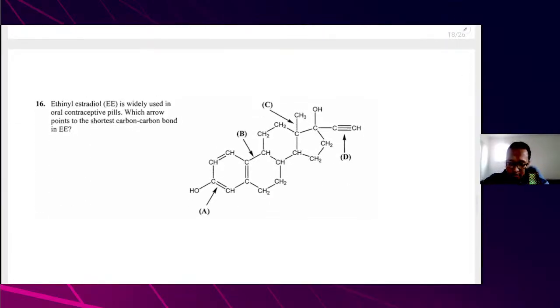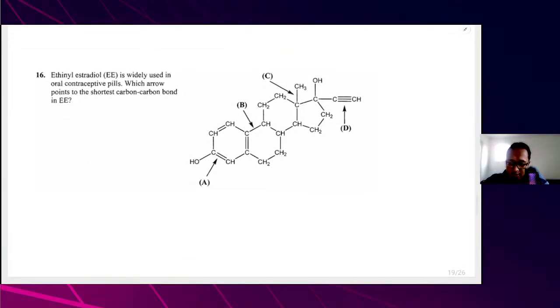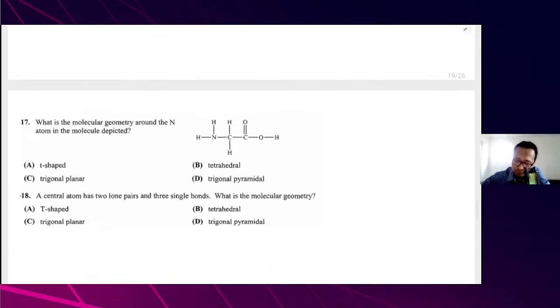Now again, ethinyl estradiol is widely used in oral contraceptive pills. Which arrow points to the shortest carbon-carbon bond in EE? Let's take a look. This one is 3, right? This one is 1. This one is 2. So the answer is the shortest carbon bond, it will be T. It's a very silly question, guys. Okay, that's good. We understand.